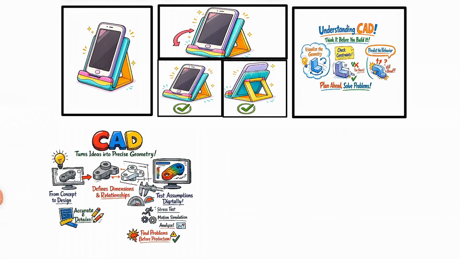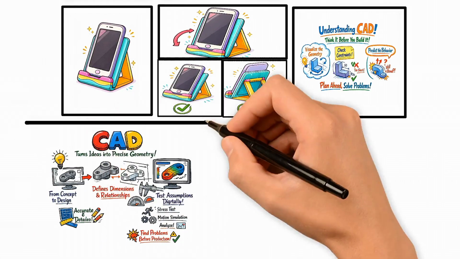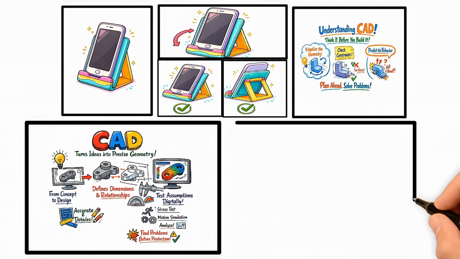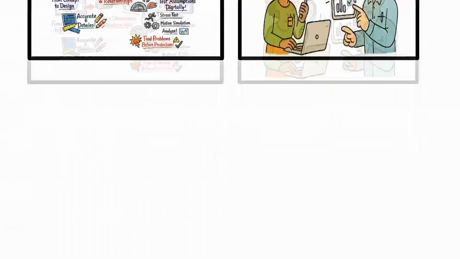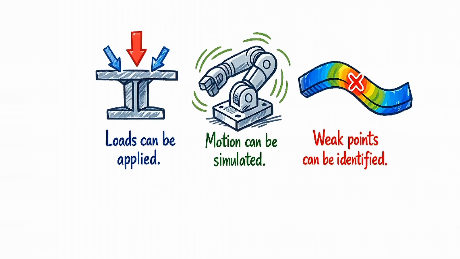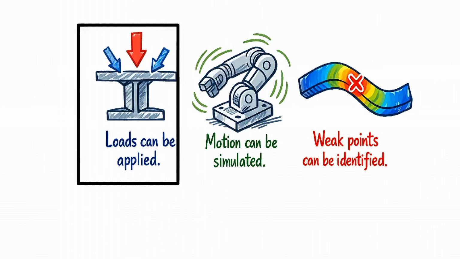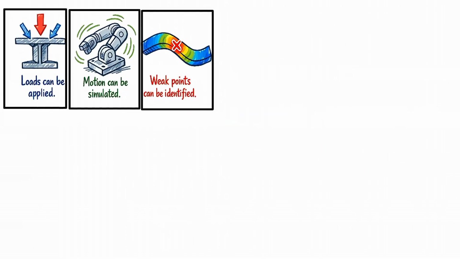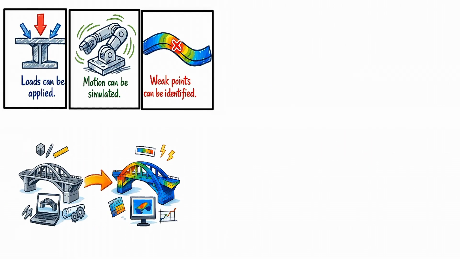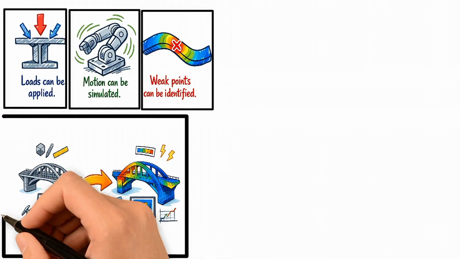CAD converts ideas into precise geometry, defines dimensions and relationships, and allows engineers to test assumptions digitally. Once the model exists, it can be analyzed. Loads can be applied, motion can be simulated, and weak points can be identified. This bridge from model to simulation is what makes CAD a true engineering tool rather than a drawing tool.